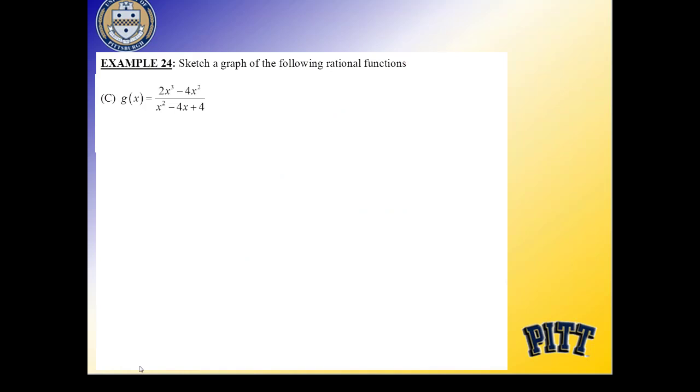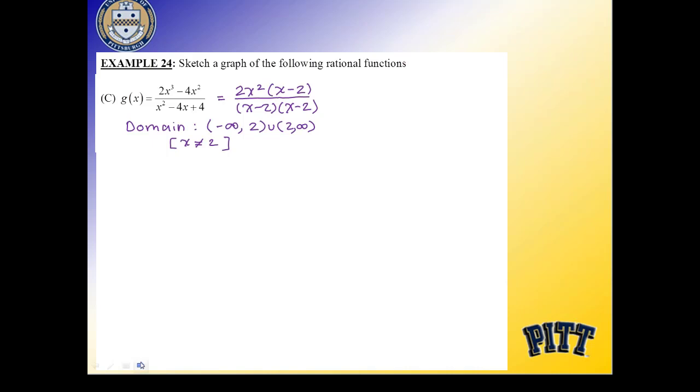For C, g of x equals this stuff here. Again, I'm going to do some factoring. The top factors into 2x squared times x minus 2. The bottom factors into x minus 2 times x minus 2. I only have one domain restriction.